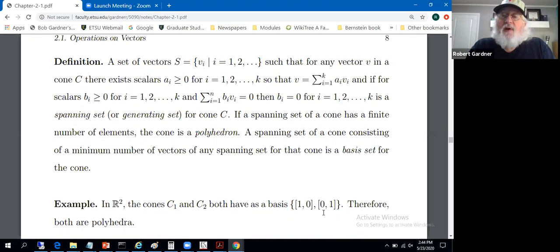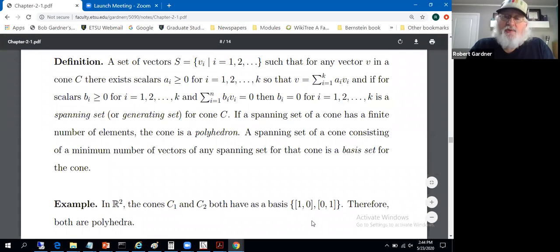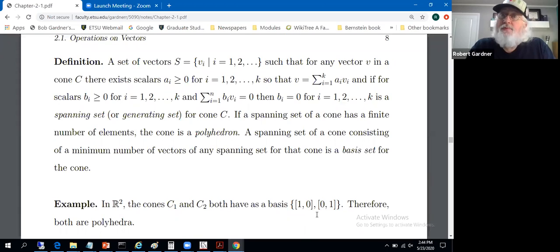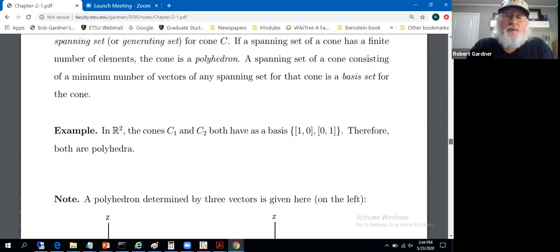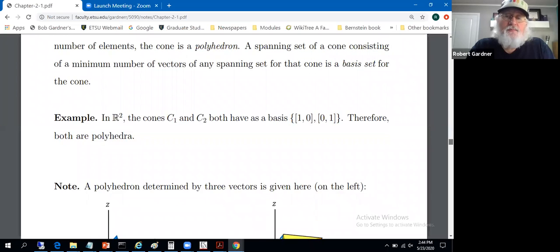This satisfies the conditions as given up here in terms of a basis. Of course, under ordinary circumstances, these are a basis of R2. But we're talking about this constraint. The real constraint is making the coefficients we use be non-negative. And so we get cone type stuff there, this deals with a polyhedron.